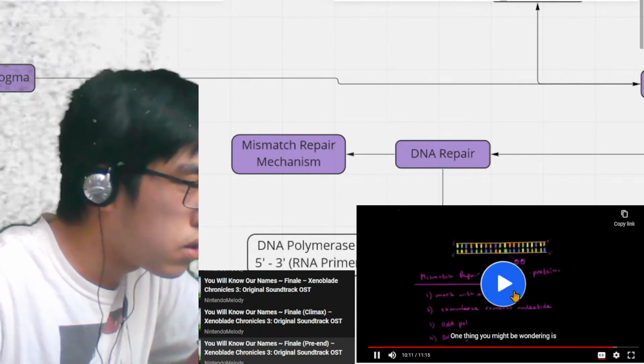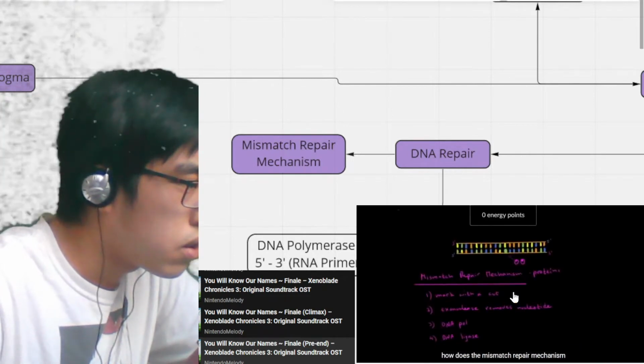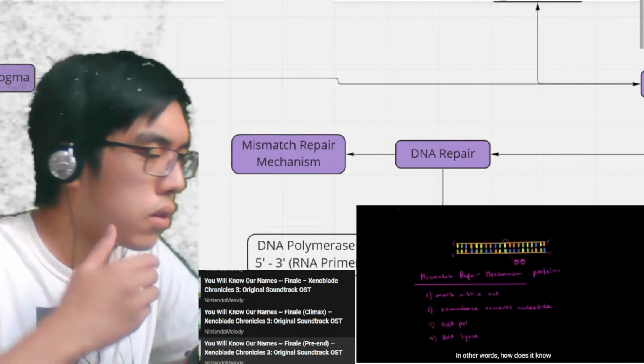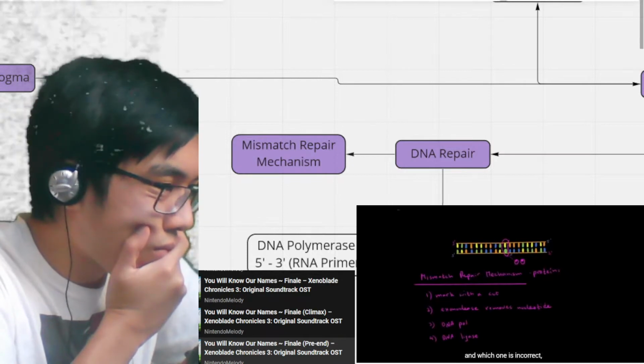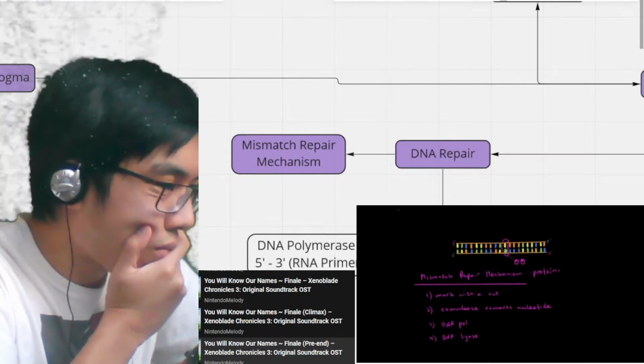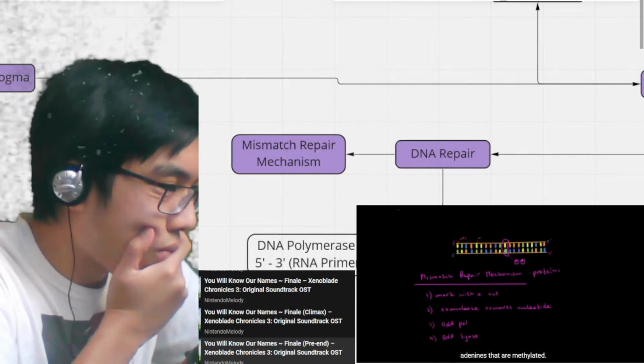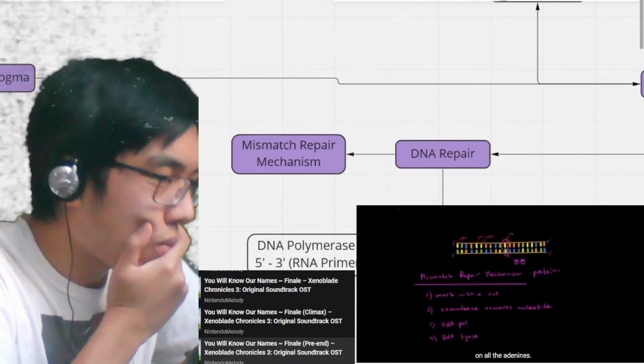One thing you might be wondering is, how does the mismatch repair mechanism know to distinguish between the original parental strand and the newly synthesized strand that has the mistake on it? In other words, how does it know which base over here is correct? In our case, that's the thymine, and which one is incorrect? In our case, well, it was guanine. And we know the answer to that question in bacteria. So in bacteria, the parental strand will have adenines that are methylated. So I'm just going to draw some methyl groups on all the adenines.